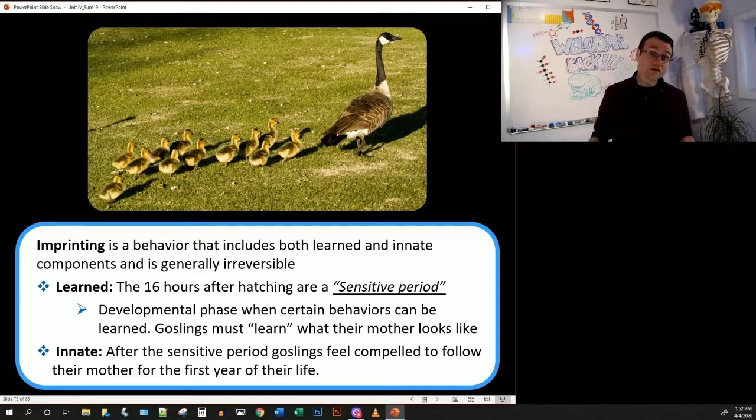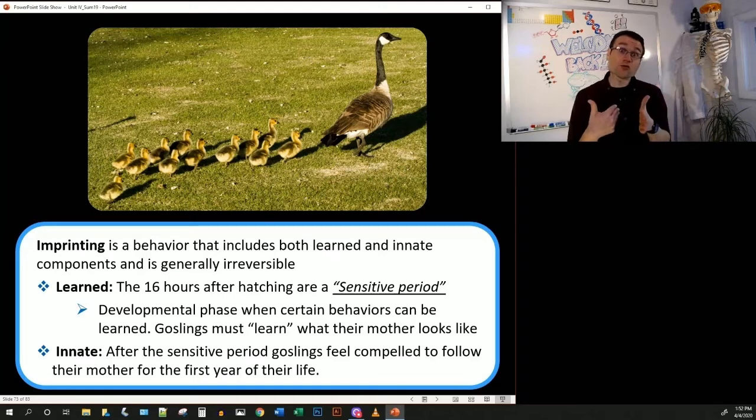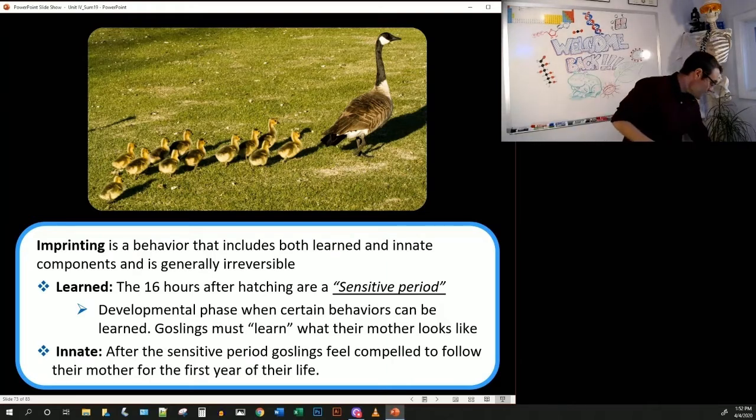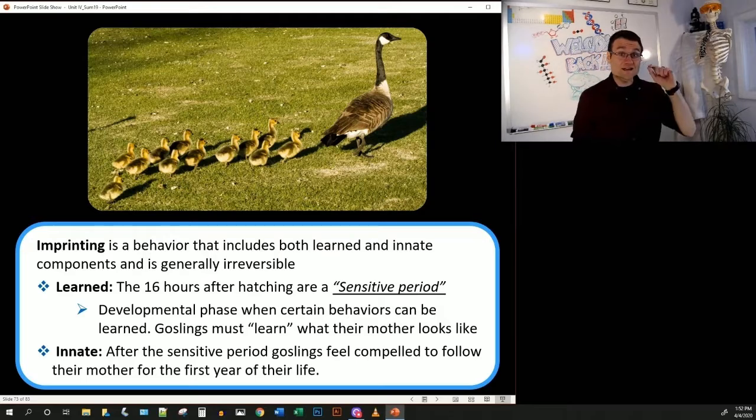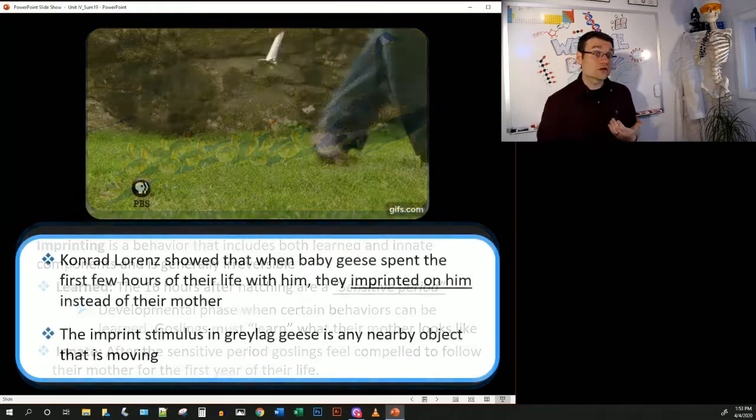Usually that is going to actually be their mother, so they will imprint on their mother, and baby geese that stay close to their mothers are going to have a survival advantage over those that do not. So the gene for imprinting is going to be selected for. But if you raise geese in a lab and separate them from their mother, then when they hatch, if you are the first thing that they see during this sensitive period, they will imprint on you instead.